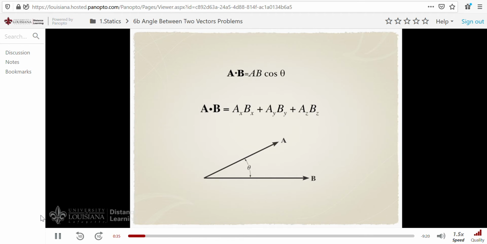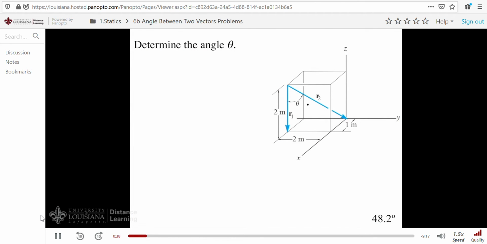So let's begin with our first problem. Here we want to determine this angle theta between the position vector r1 and r2. To solve the problem, the first thing we'll do is express each of these vectors in Cartesian form. We'll begin with r1. That's pretty straightforward. r1 is equal to minus 2 times k.